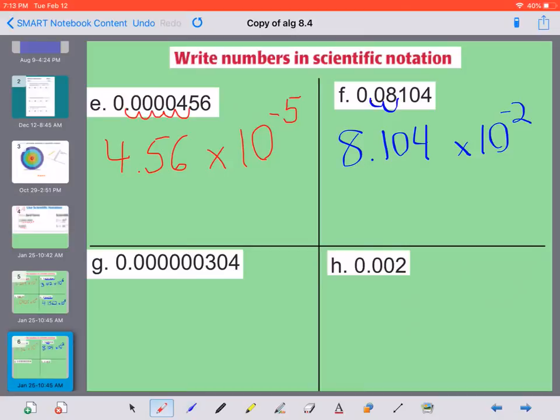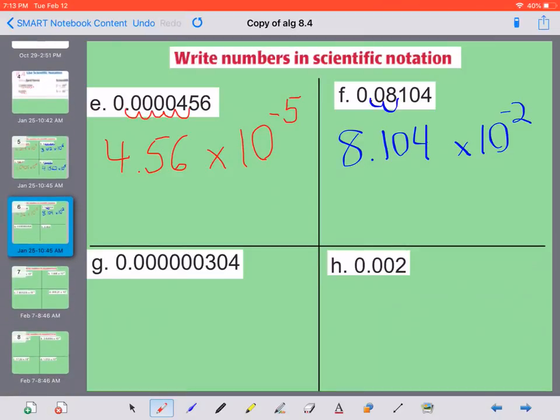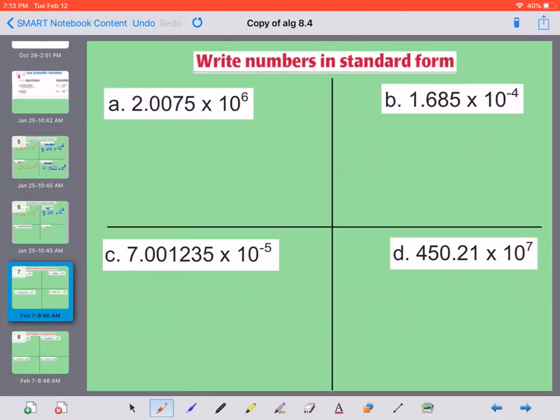Alright, I want you guys to try these last two on your own. Once you're done with that, you can move on to the next slide, where we have to write the numbers in standard form.